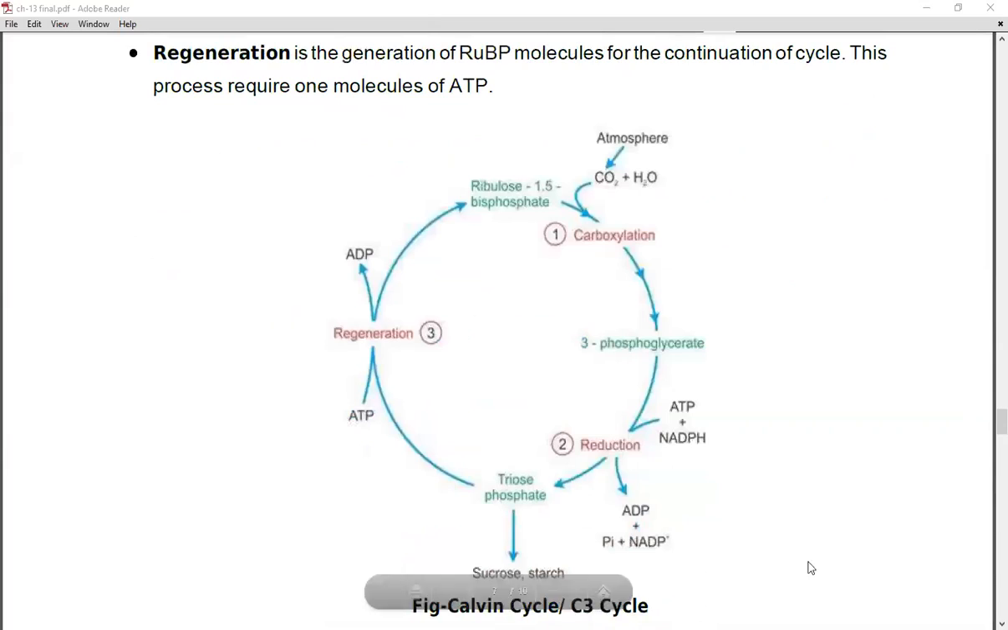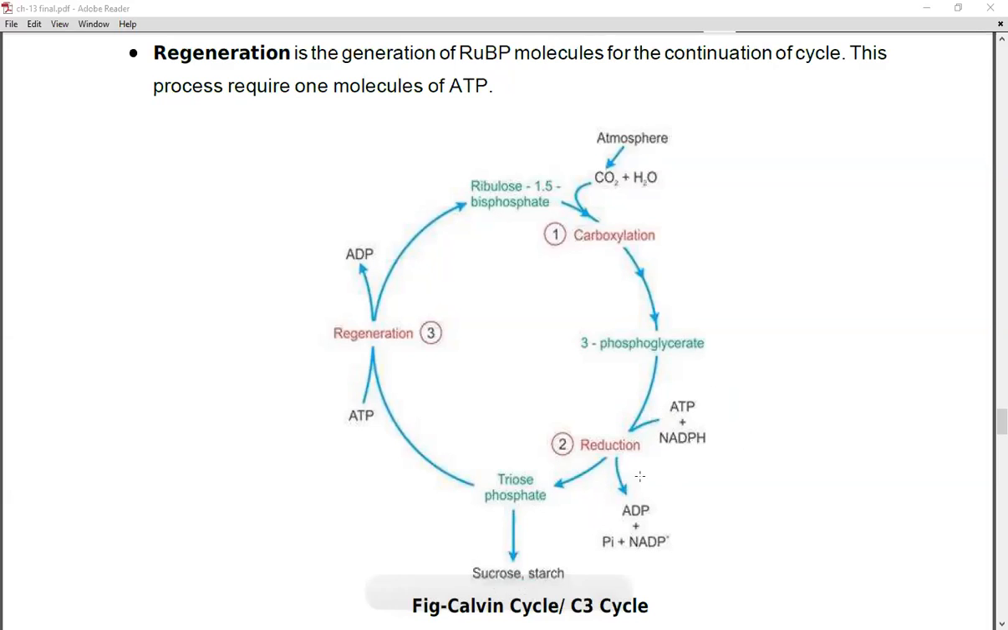So here you can see over here that from this 3-phosphoglycerate, the reduction is taking place, and for this reason the ATP is utilized, right? So the ATP gets converted to ADP and the inorganic phosphate. Also the NADPH is getting reduced to NADP.